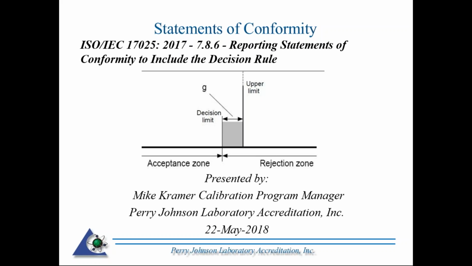And today's webinar is ISO 17025:2017. We're going to look at Section 7.8.6, Reports and Statements of Conformity to Include the Decision Rule. I know this states 7.8.6. We're going to venture a little bit into 7.1, because the whole concept of statements of compliance and decision rule are actually also addressed under review request, tenders and contracts as well.